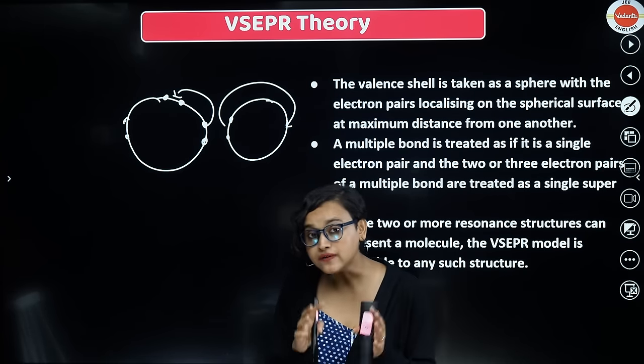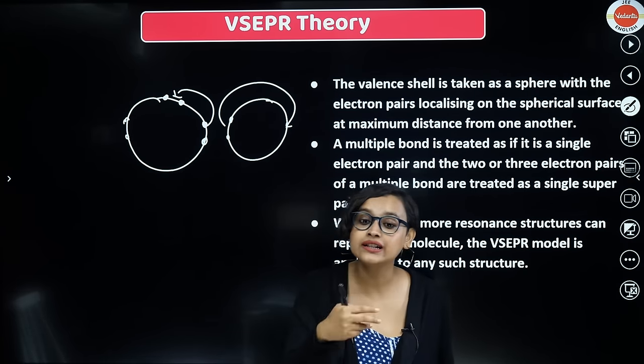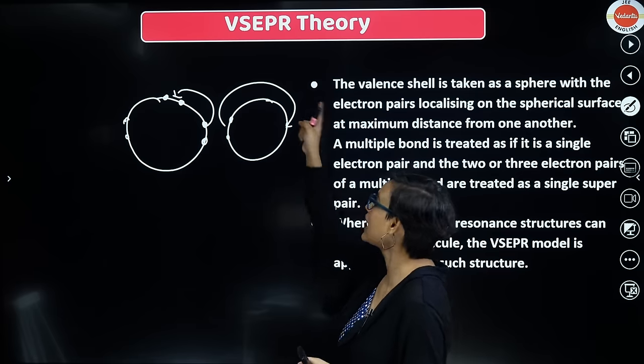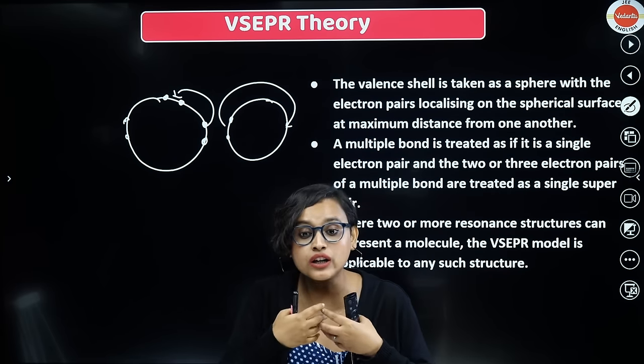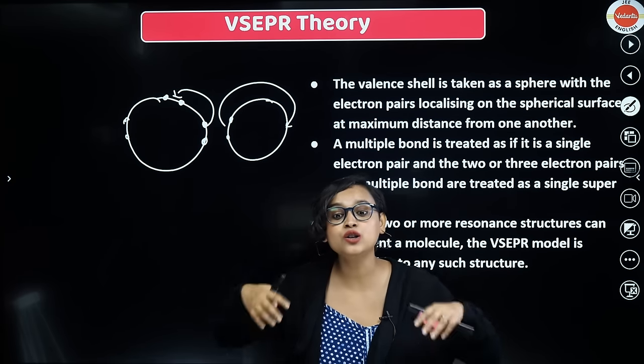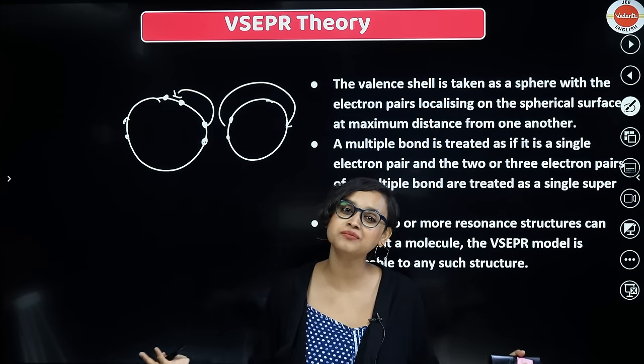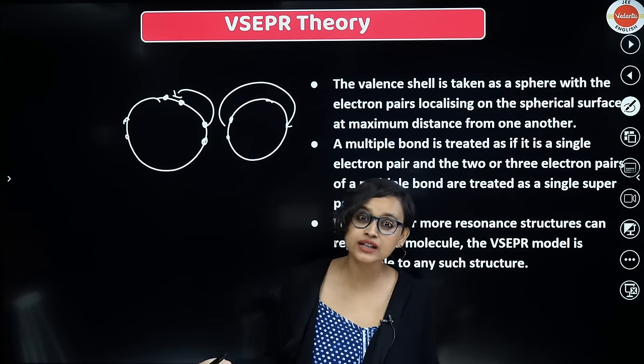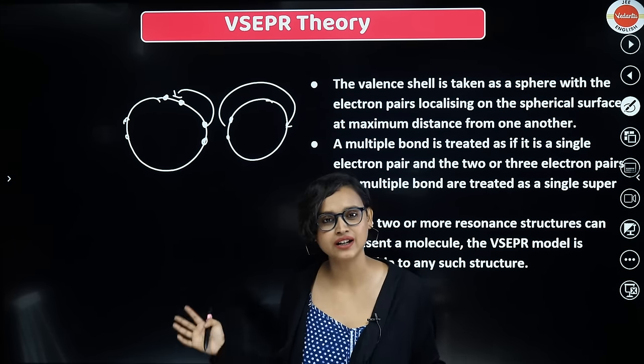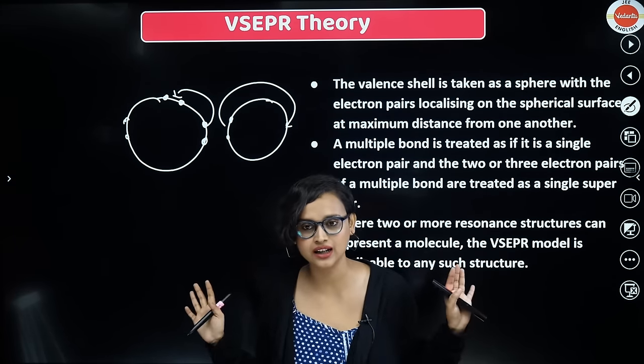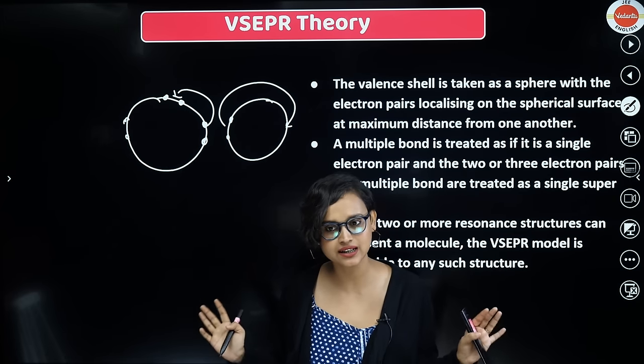Okay? Now, if there are two or more resonance structures, in that case, you can use VSEPR theory and apply it to any such structure and find the shape. How are they going to exist? Which actually is the structure? You can easily find it from VSEPR theory. Make sense? Nonsense? Make sense, right?